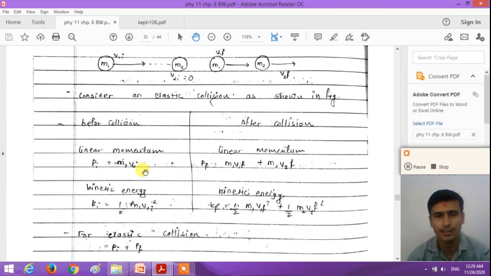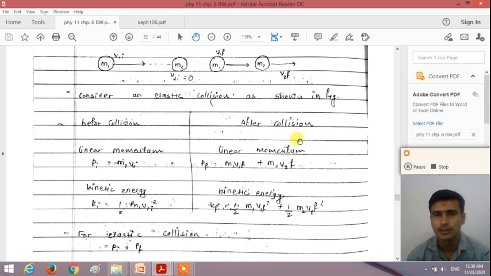So we need to find, before the collision, the linear momentum Pi is equal to m1 v1i plus m2 v2i, but v2i is equal to 0 because the second object is stationary, right? Kinetic energy before the collision Ki is equal to 1/2 m1 v1i squared plus 1/2 m2 v2i squared, but here v2i is equal to 0, right?